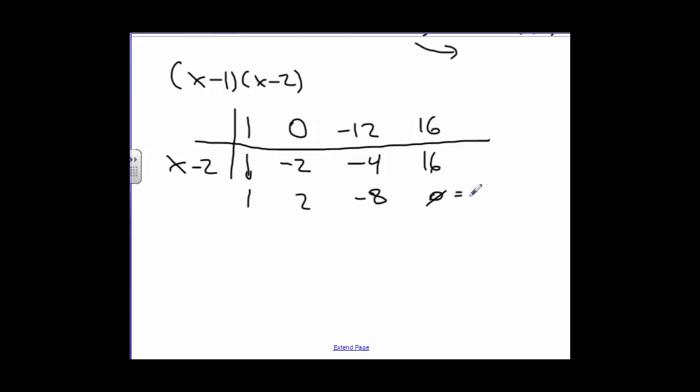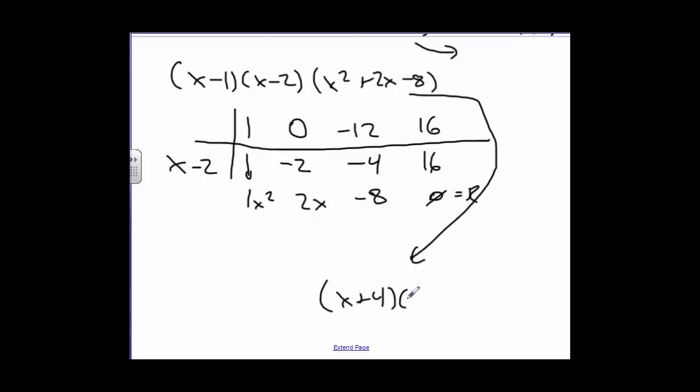Okay, working backwards. This is a remainder. This is a constant term. There's an x. There's your x squared. It means that the remaining bit is x squared plus 2x minus 8. And hopefully that screams to you that you can make it x plus 4 and x minus 2.